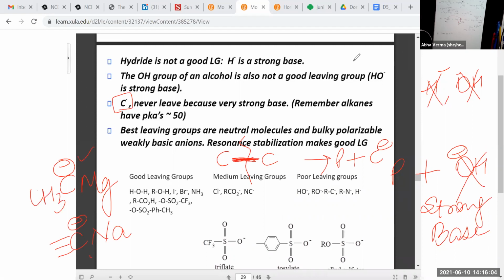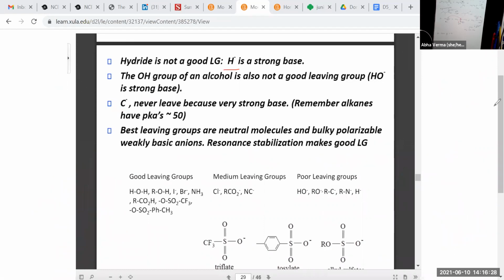These are our two favorites, C negative molecules. Even this, potassium cyanide and hydrogen cyanide, both of them are sources of cyanide. This is a stronger electron donor. This would be a weaker electron donor. But we are talking about the leaving groups. So just know that hydride, hydroxide, and C negative, you will never have them as your leaving groups.